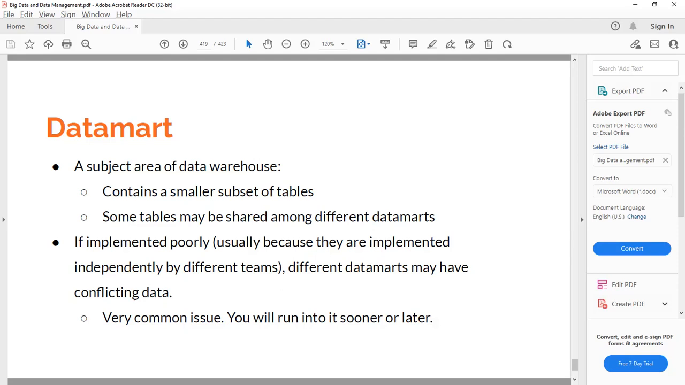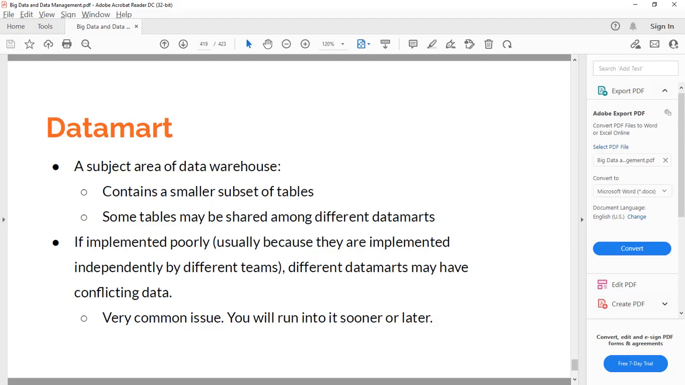Now, the advantage of a data mart is that it is fast. It is fast in the sense that it's smaller, right? So it's easier to implement the data mart. Even when there's no data warehouse, before the data warehouse is built, or while someone is building the data warehouse, you can have your data mart up and running first.